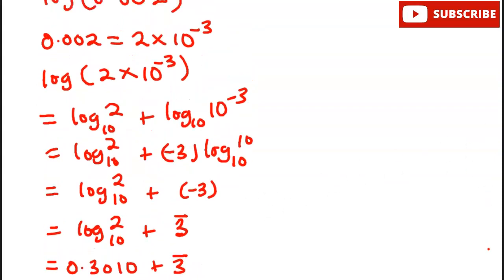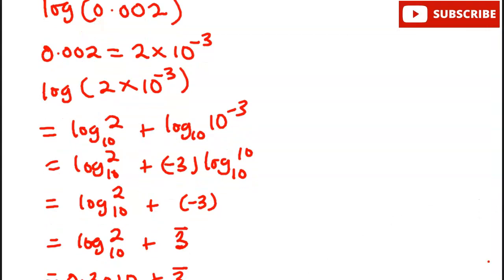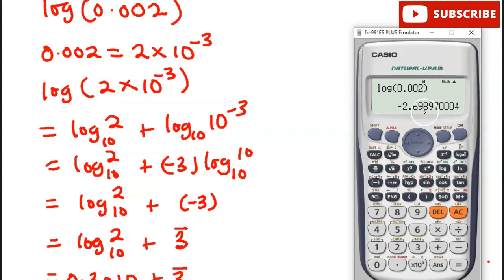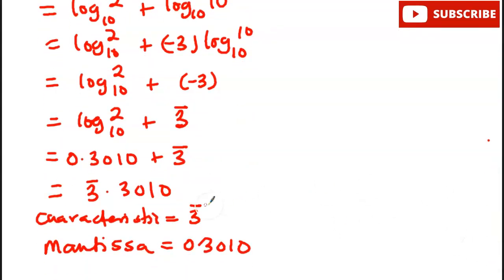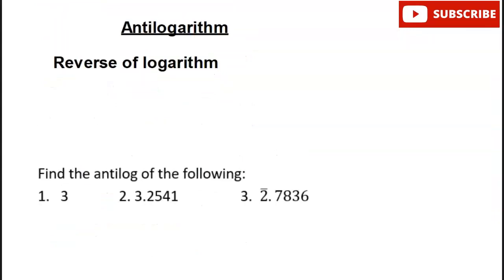Okay, this is a special case. Let's try to use the calculator straightforward. So log of 0.002. You see, we are getting a different value, minus 2.6989. But this one, we had 3 bar point 3010. So this means that care must be taken when the characteristic is negative. That's why you always have to write or express the number in standard form and go through the process like this. So let's look at anti-logarithm.